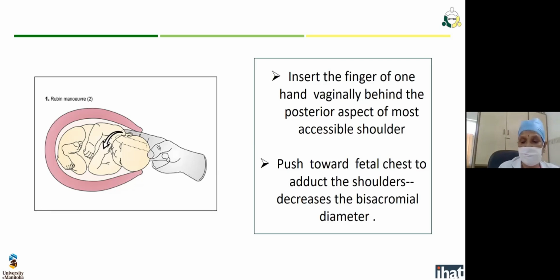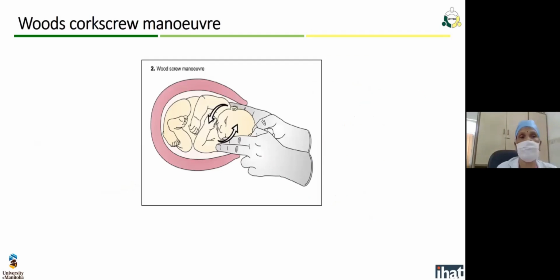By this, if it is not delivering, then you can do the Wood's corkscrew maneuver. Wood's corkscrew maneuver में क्या है? एक हाथ आपने anterior shoulder के posteriorly लगा दिया, दूसरा हाथ जो है posterior shoulder के anteriorly. दोनों के pressure से you are trying to move the shoulder, बिल्कुल जैसे cork घुमाते हैं. That is the Wood's corkscrew maneuver. By this, the shoulder diameter will decrease, and simultaneously you are giving traction on the head. Shoulder can be delivered.